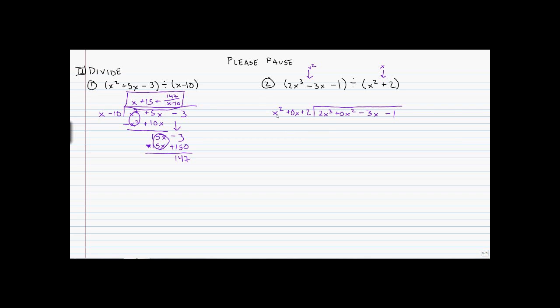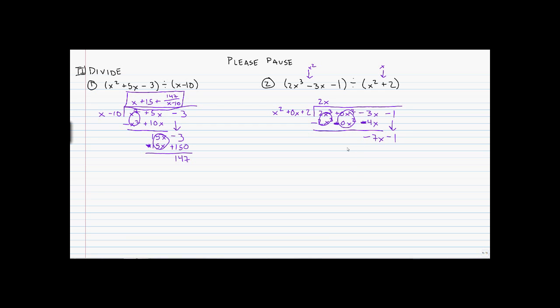So, over here, how many times does x squared go into 2x cubed? The answer would be 2x. 2x times x squared is 2x cubed. 2x times 0x is plus 0x squared. And 2x times 2 is plus 4x. Draw the line, change the signs. Always awkward when you have to change plus signs into minus signs, but whatever. This goes to 0. Conveniently enough, this goes to 0. That's kind of cool. And then right here we get negative 7x, and we can bring down the negative 1.